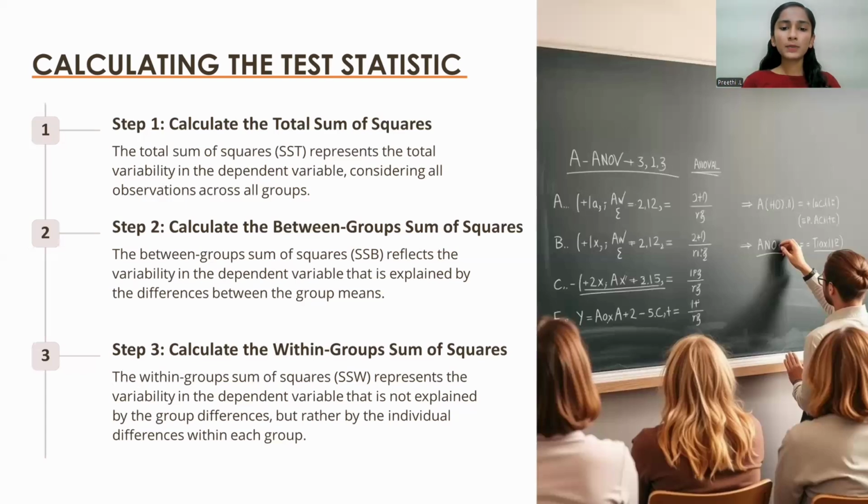Step 3. Calculate the within group sum of squares. The within group sum of squares represents the variability in the dependent variable that is not explained by the group differences, but rather by the individual differences within each group.